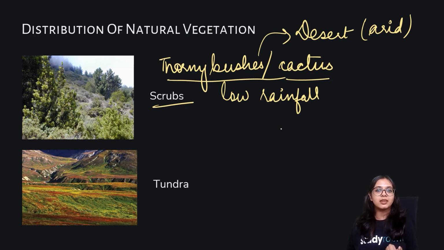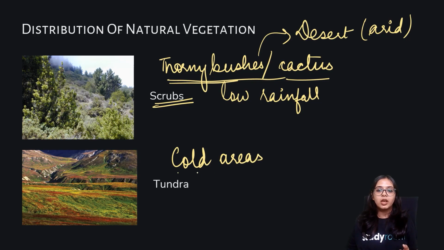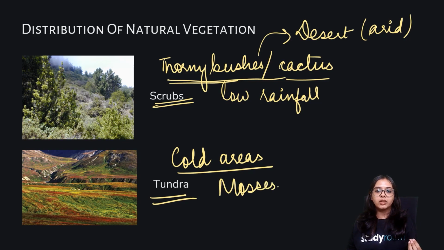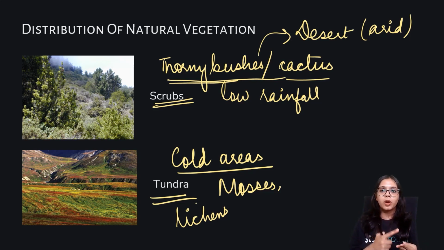And instead of leaves, cactus have thorns, so that the surface area of transpiration is also reduced. Same goes for thorny bushes, and scrubs are also there. They are very small in size, so that again the water content could be conserved. Then in the cold areas where you have again low rainfall, there you have the tundra region, where mostly the kind of vegetation that you have is composed of mosses and lichens. Okay, so these are the different distributions of natural vegetation, depending upon the temperature and on the amount of rainfall.